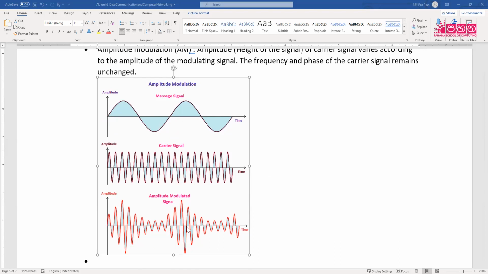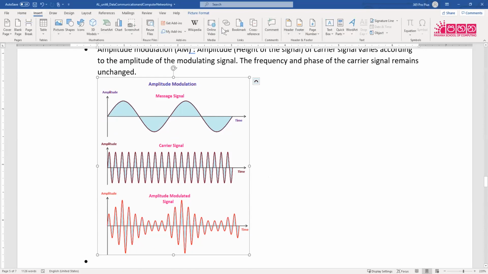Okay. So can you take down this one? The first one we call the message signal, or you can also say the modulating signal. This is exactly the term I have used.